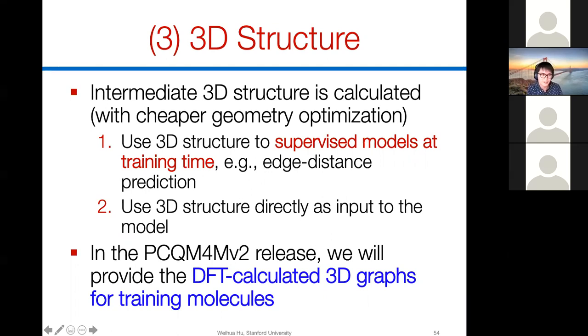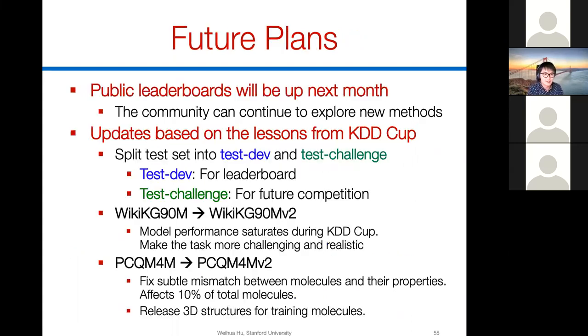Given this, we are going to update the dataset where we provide the DFT-calculated 3D graphs only for training molecules. So during training, people can utilize this 3D graph information. At test time, they still need to make inference based on the 2D graph. But the 3D graph during training might provide useful information. So this concludes my talk.